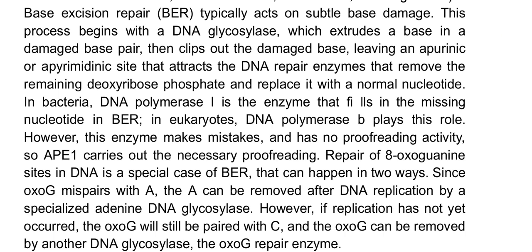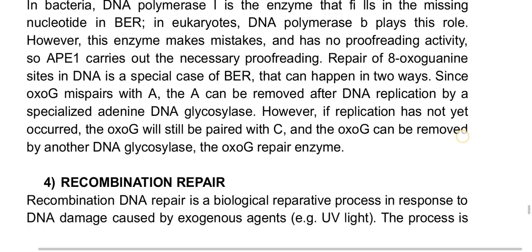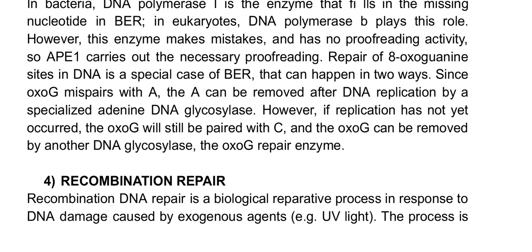Repair of 8-oxoguanine sites in DNA is a special case of BER that can happen in two ways. Since OXOG mispairs with A, the A can be removed after DNA replication by a specialized adenine DNA glycosylase. However, if replication has not yet occurred, the OXOG will still be paired with C, and the OXOG can be removed by another DNA glycosylase and the OXOG repair system.